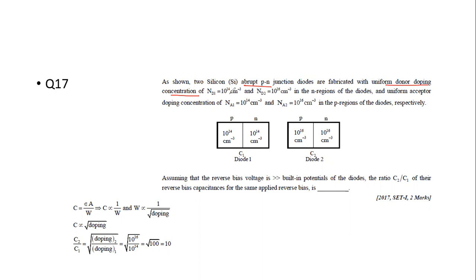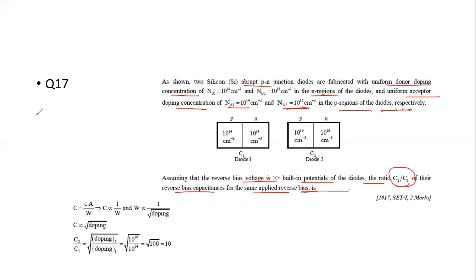So ND1 is 10 to the power 14 per centimeter cube, and ND2 is 10 to the power 16 per centimeter cube in the N region. And uniform acceptor doping concentrations Na1 and Na2 are given in the P region of the diodes. Assume the built-in potential of the diodes is the same, then the ratio C2 by C1 of their reverse bias capacitance for the same applied reverse bias voltage is equal to what?